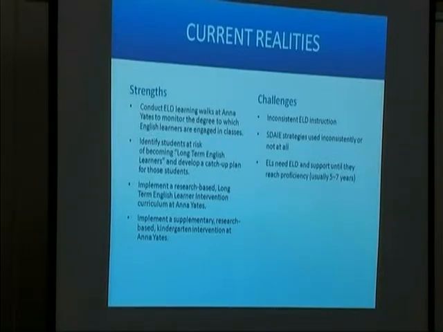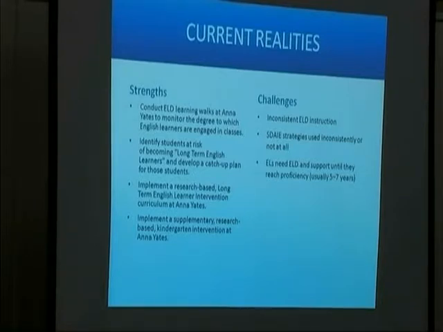I'm doing a supplementary program that's after school for kindergartners 3 days a week, and it's for English learners. Included in that program, I'm also working with some other struggling English learners throughout the grades at Anna Yates, but the primary focus is to provide supplemental intervention for kindergarten students. And I'm hoping to see good results from that.